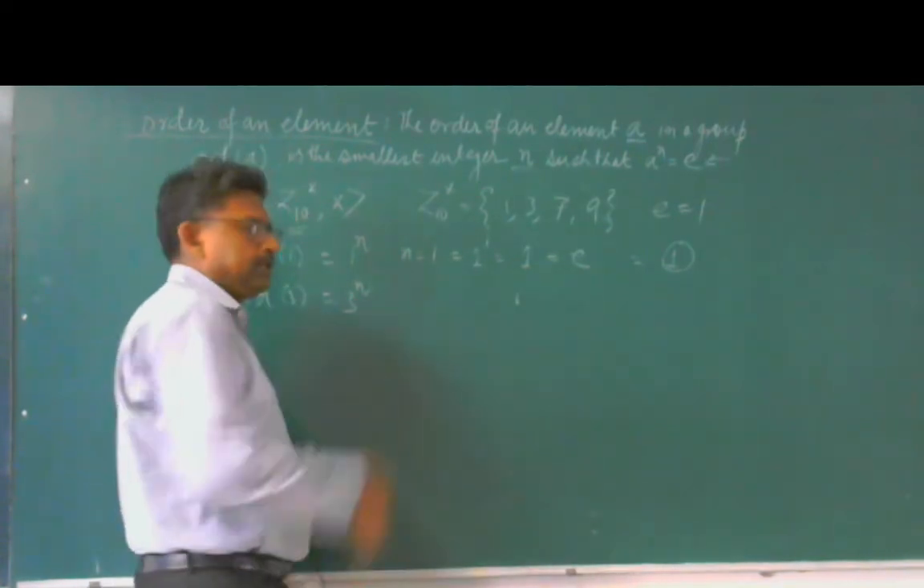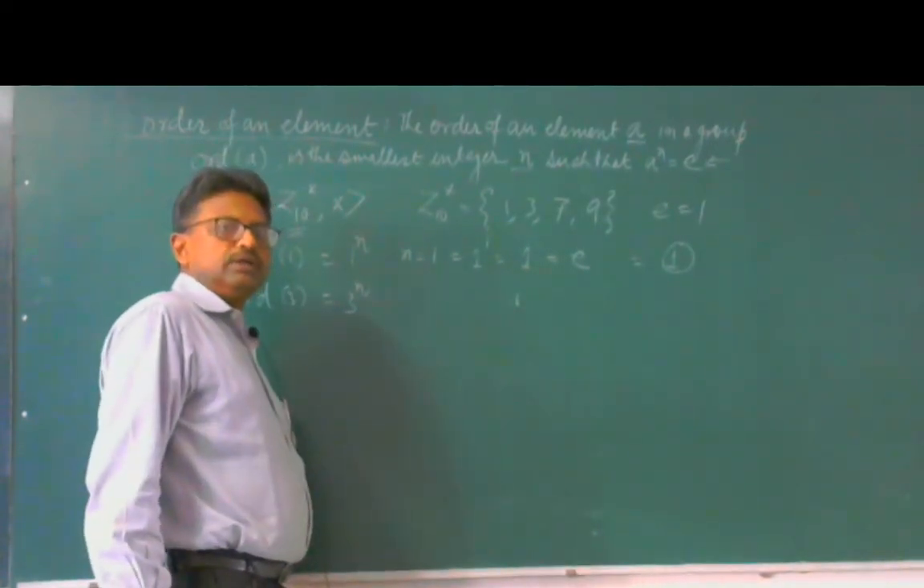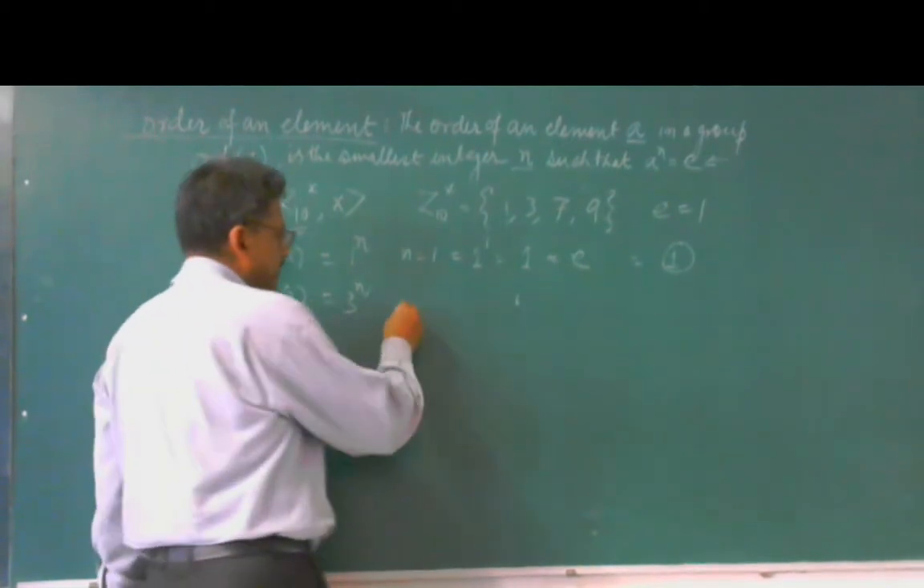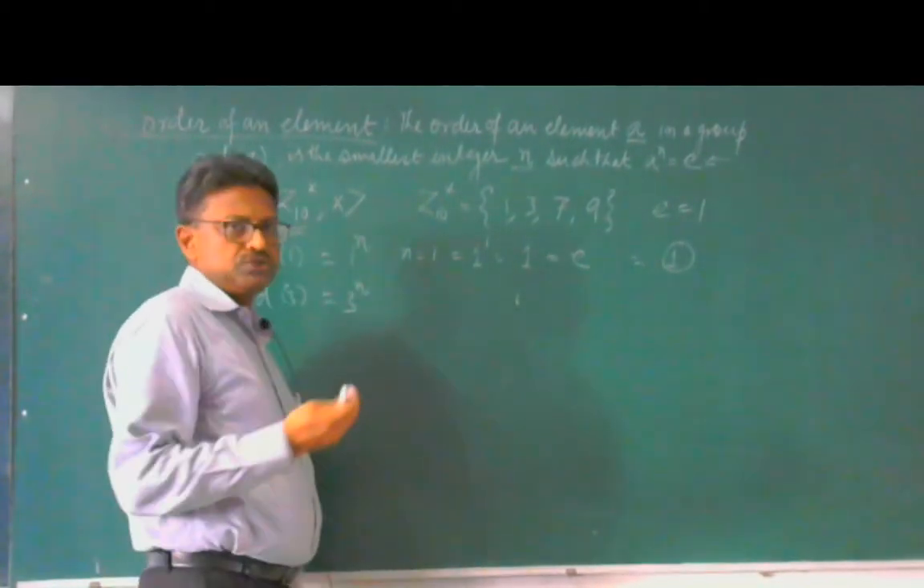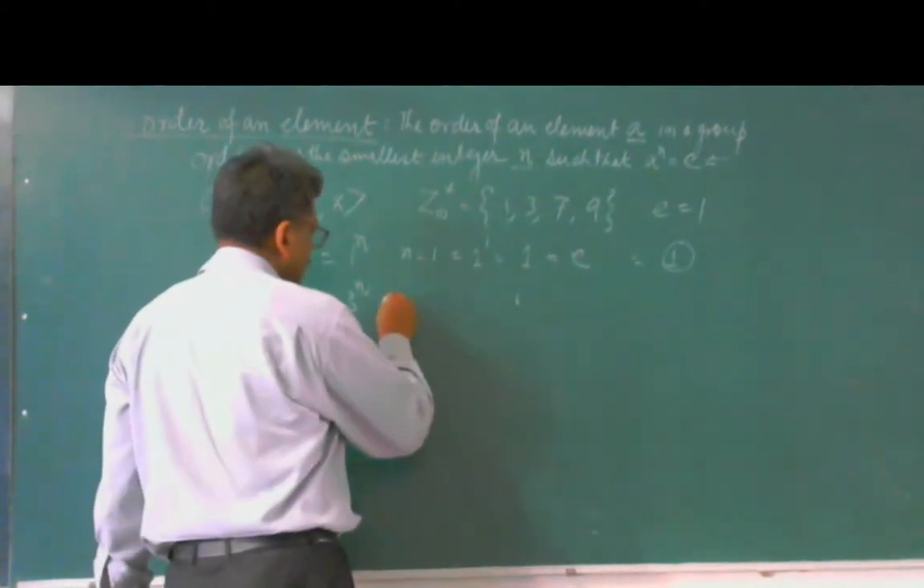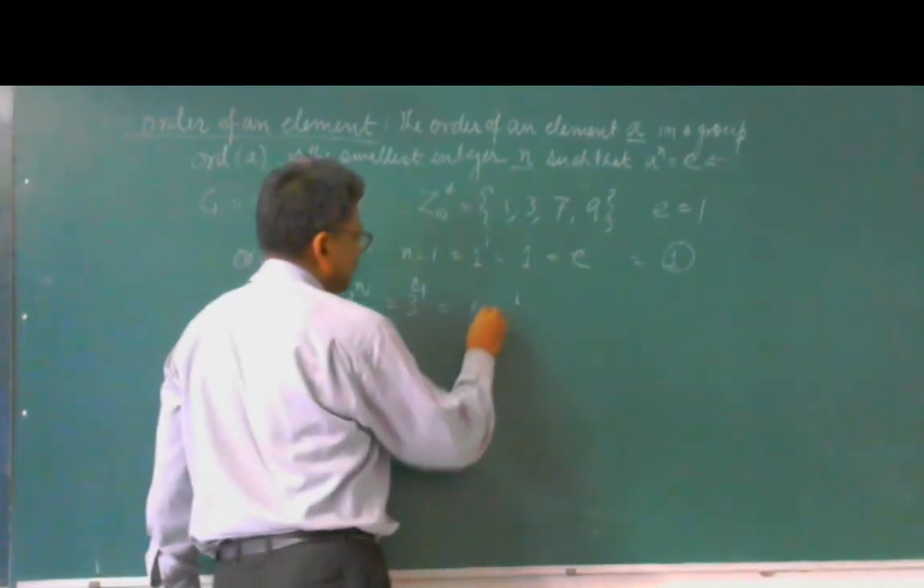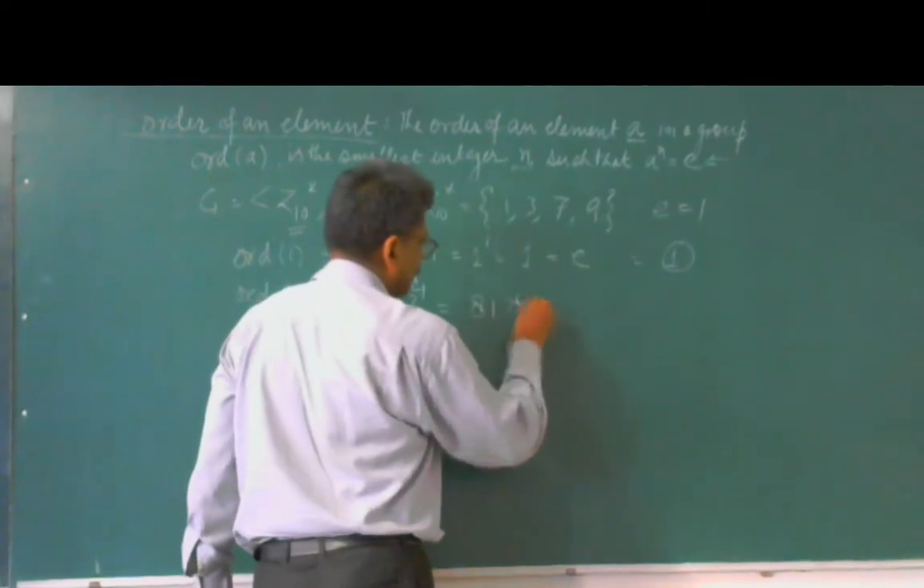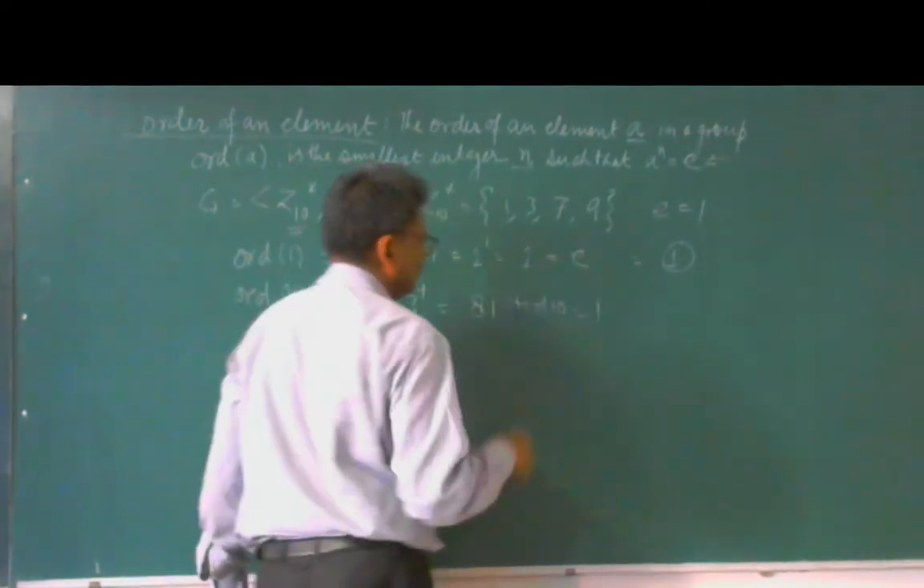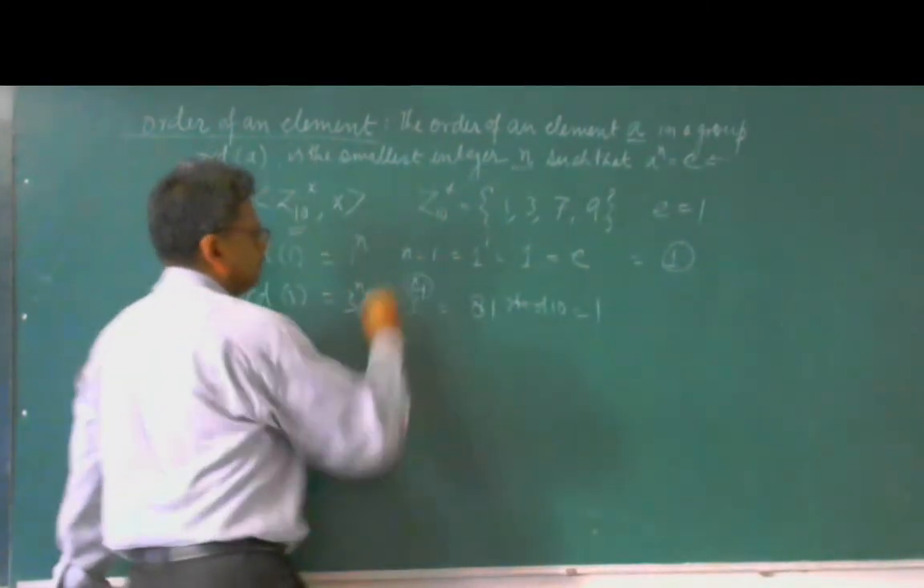So let us take 3. 3 to the power 3 will be equal to 27. 27 mod 10 will be equal to 7. It is not coming 1, so it cannot be. So let us select 3 to the power 4. Suppose n is equal to 4. So that will become 81. And 81 mod 10 will be equal to 1. So order of 3 will be 4.